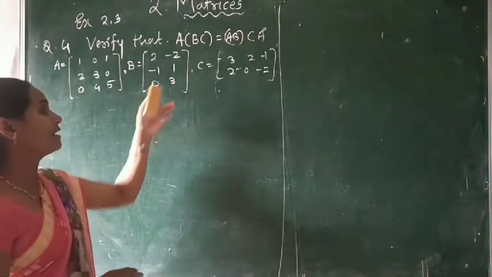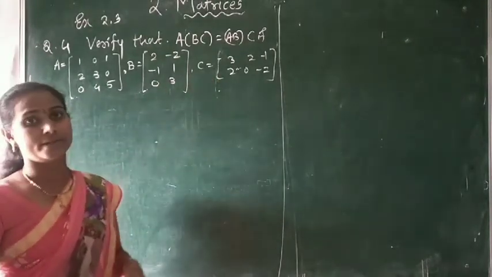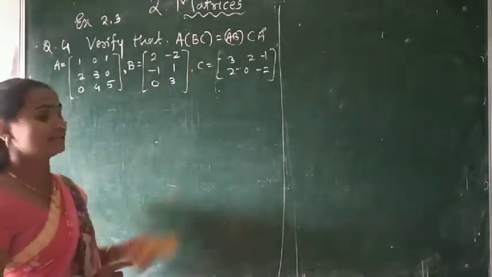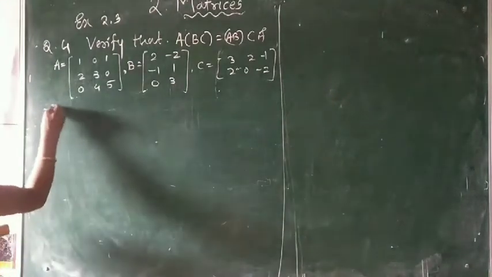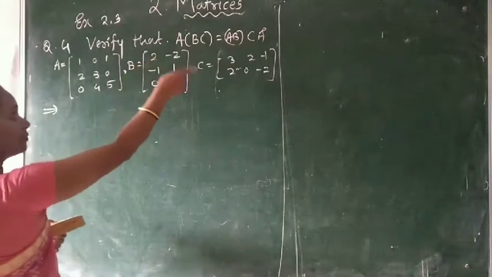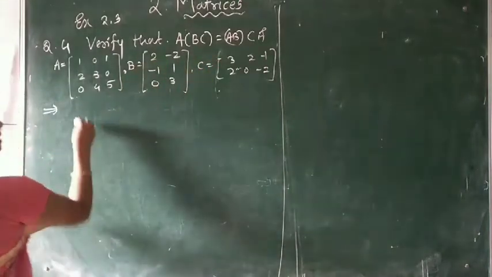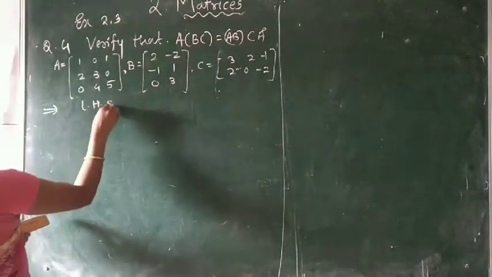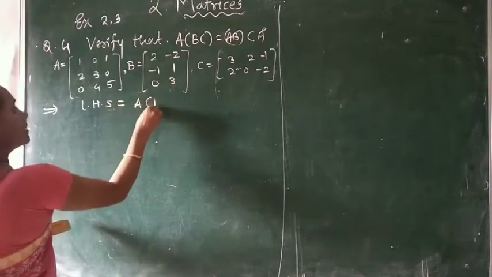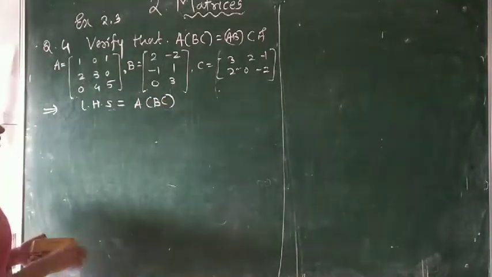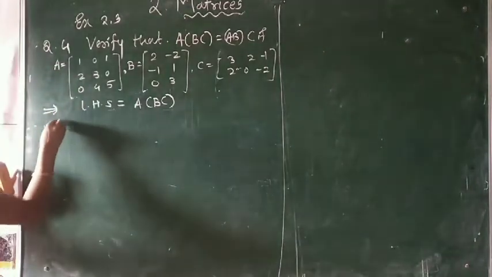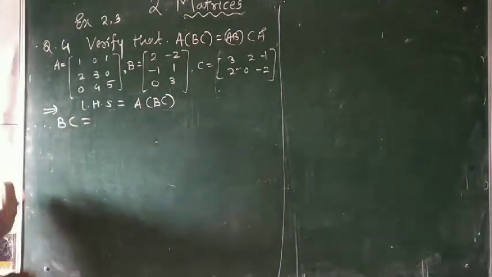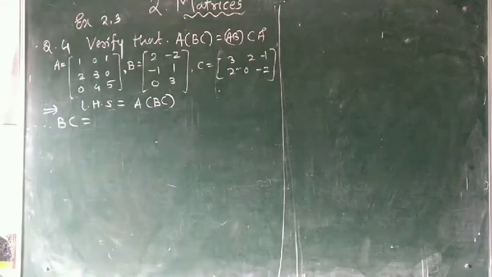Verify the following: A into BC is equal to AB into C, if we have given 3 matrices A, B and C. So first look at what we have to prove, that is A into BC is equal to AB into C. So first take LHS. What is LHS here? A into BC, and always solve the bracket first.